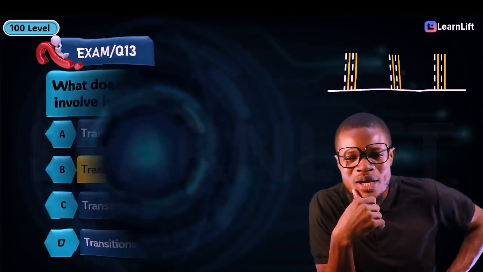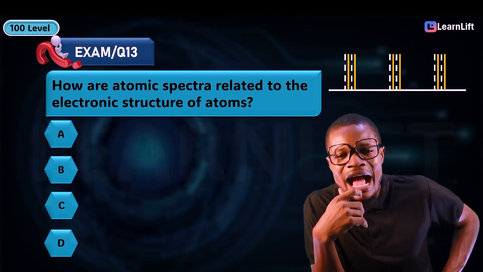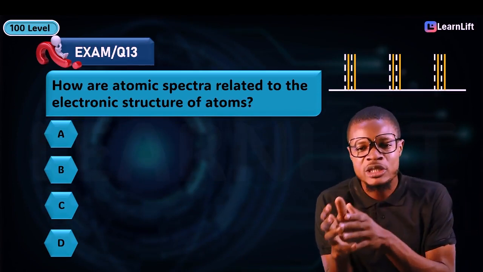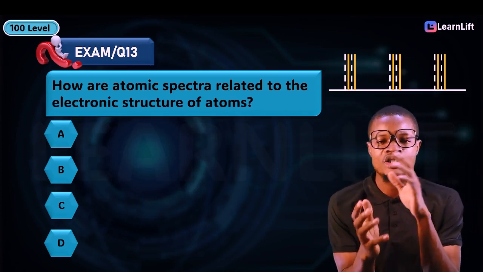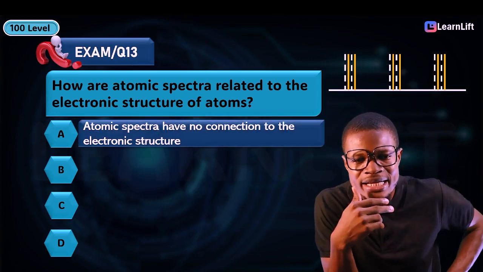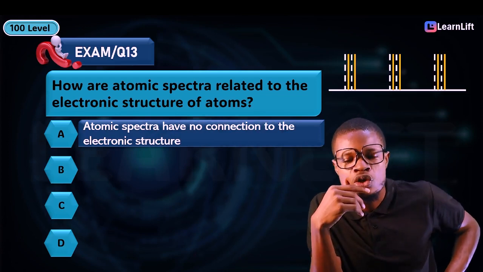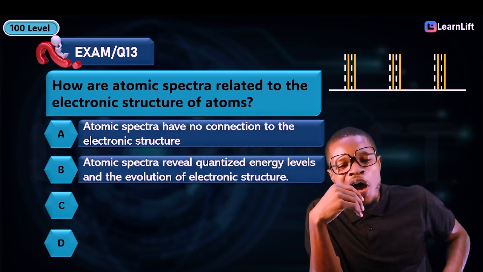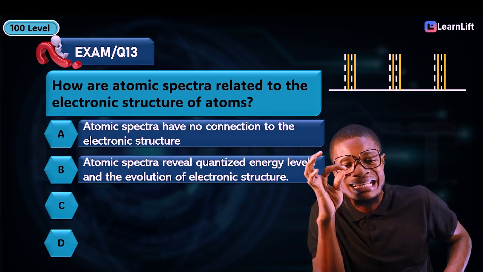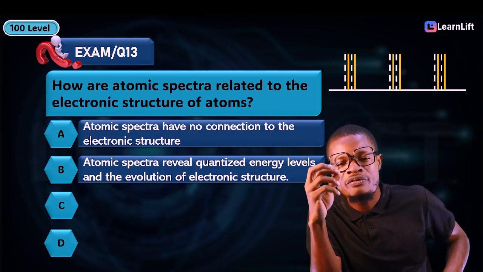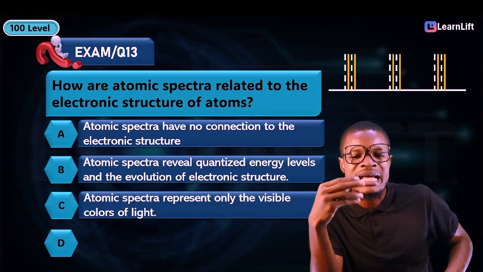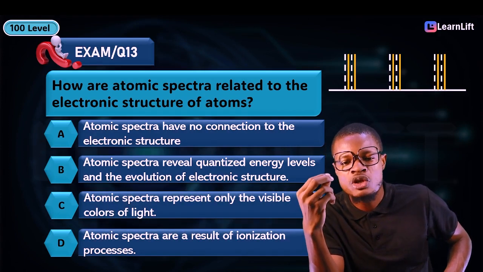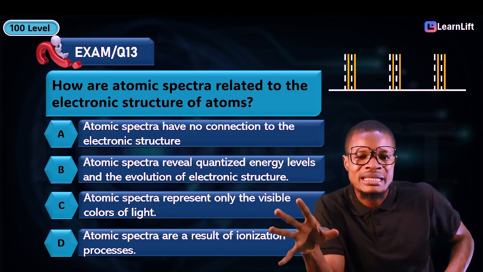Simple. Look at question number 13. In question 13, how are atomic spectra related to the electronic configuration of atoms? Option A says atomic spectra have no connection to electronic structure. Option B says atomic spectra reveal quantized energy levels and the evolution of electronic structure. Option C says atomic spectra represent only the visible color of light. Option D says atomic spectra are a result of the ionization process. Now, what was the correct answer to this question?